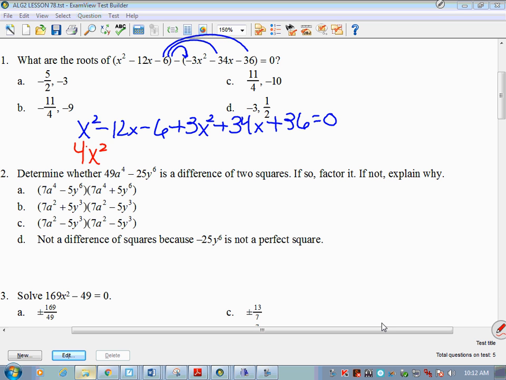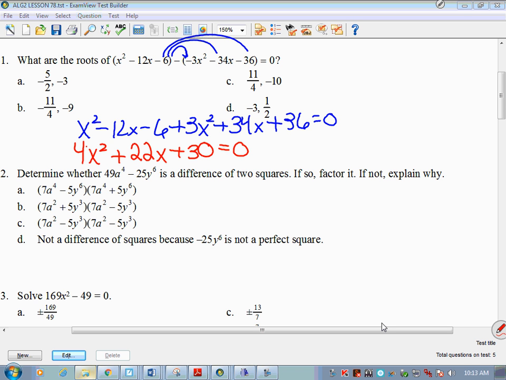Are there any like terms with negative 12x? 34x. So negative 12x and 34x is what? 22x, all right, plus or minus? Plus 22x. Are there any like terms with negative 6? What's that going to give me? Positive 30, right? Equals 0. So we have 4x squared plus 22x plus 30 equals 0.